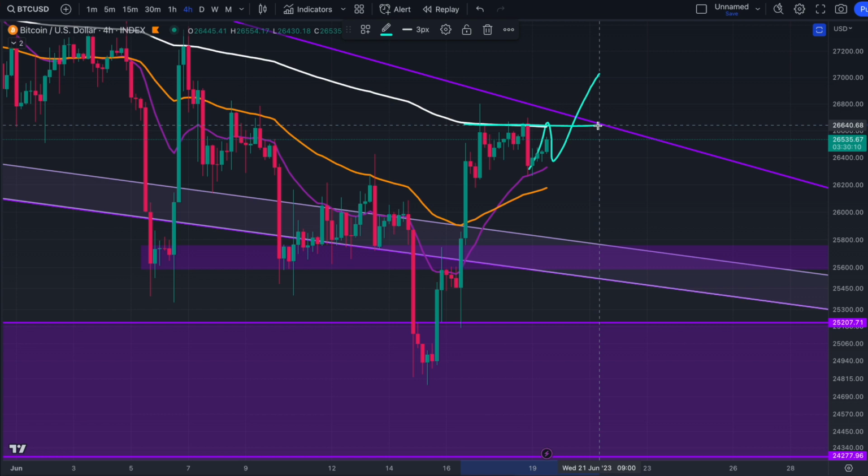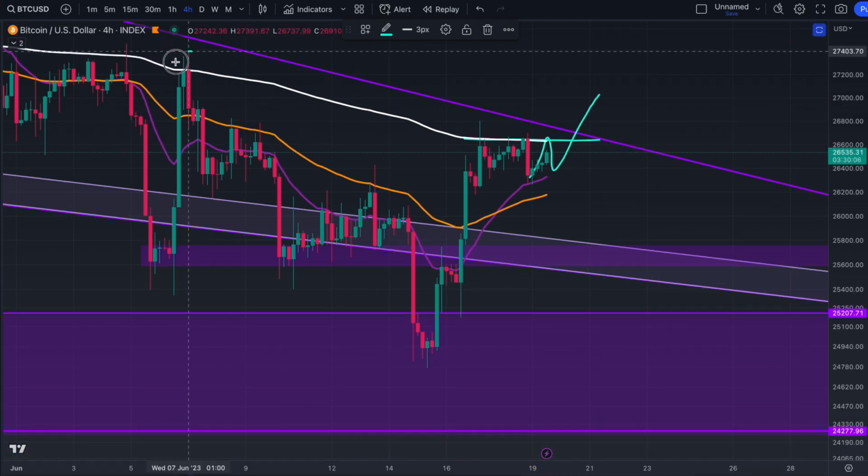However, the 200 EMA is like, okay, if we're here, we should be looking for shorts. We should be looking for sell signals over here.